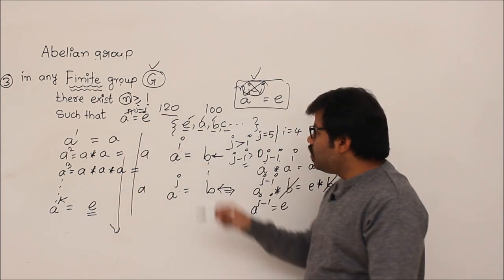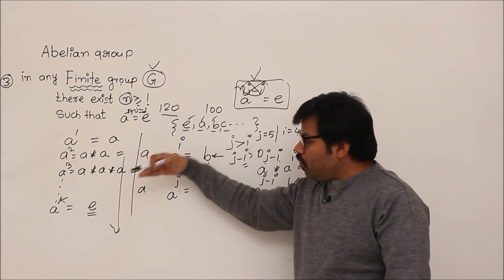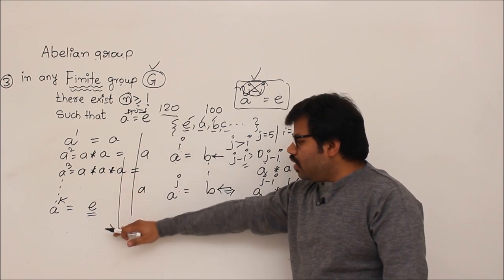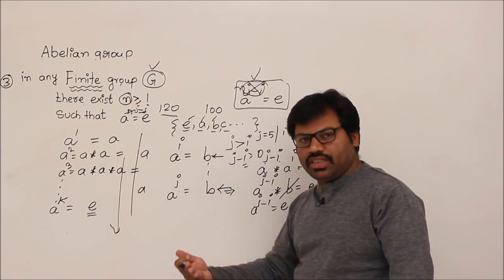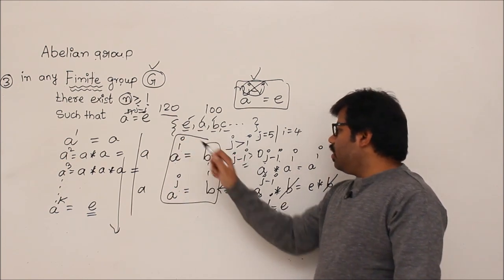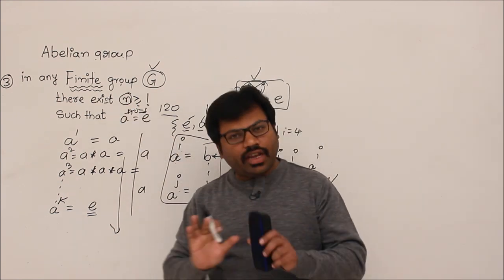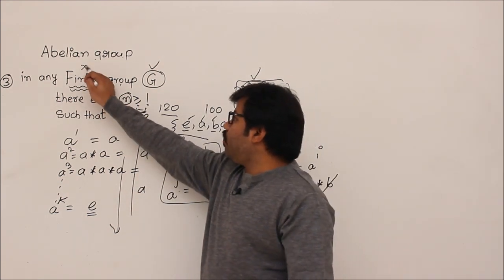That's what I am saying. Because you have finite numbers or symbols, you cannot place a different symbol every time. So after some time there will be a repetition. So that repetition is here, let's say. Then a power j minus i is nothing but e. That's why from now onwards, in a finite group, it is all because of finiteness.